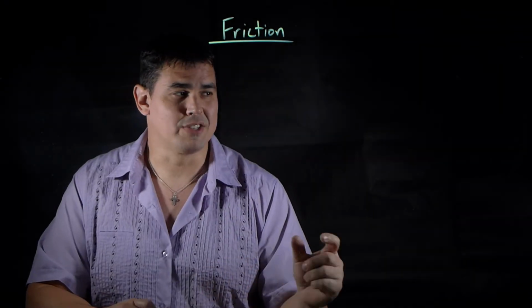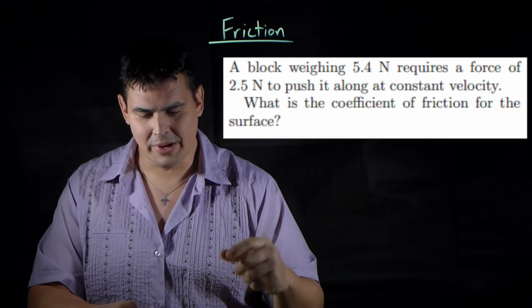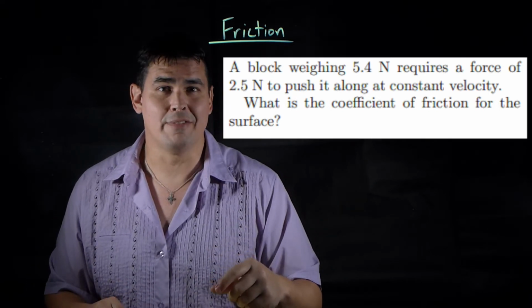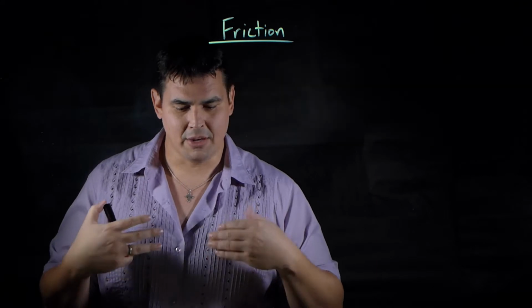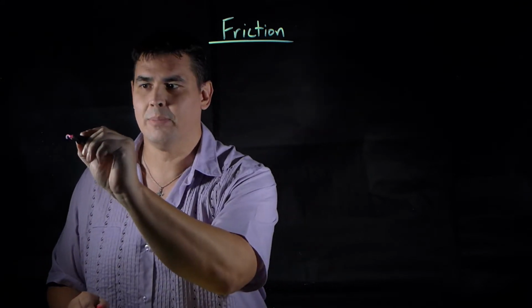In this video, let's practice solving some friction problems. So here's the first one. You have this block, it weighs 5.4 newtons and it requires a 2.5 newton force to push it and make it go at a constant velocity. So let's start, like we do any of these, with the free body diagram.